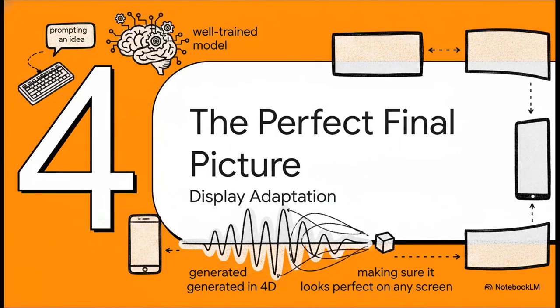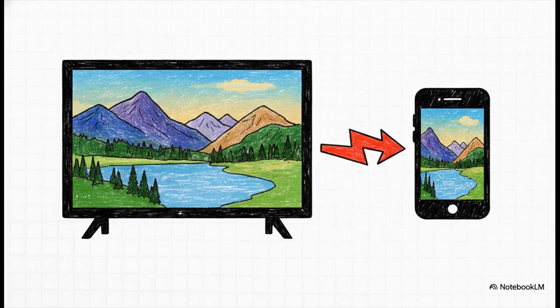All right, we have come a long way. We've gone from a prompt to a well-trained model, and we've even generated a 4D video. But there's one final crucial piece of the puzzle. How do you make sure that incredible video you just created looks perfect on any screen? Because here's a problem you've probably noticed yourself. The video you create can look amazing on your high-end TV, but then on your phone it looks dull and washed out. And that's because every single device has different capabilities for things like brightness, color, and contrast.